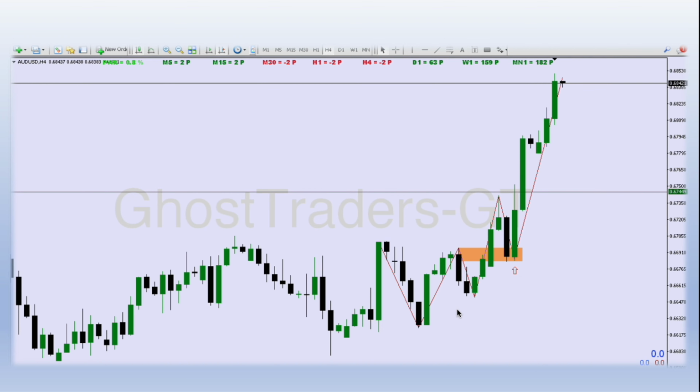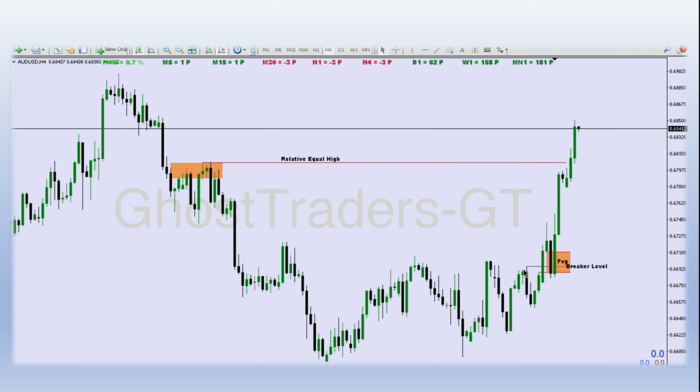So this is what we have. This is the same example I was showing you, but now I just wanted to highlight this fair value gap here and also this breaker level here. So we have this fair value gap, we have this breaker level, price comes back, closes the fair value gap, and then it gets to the breaker level here, and then it quickly pushes up.